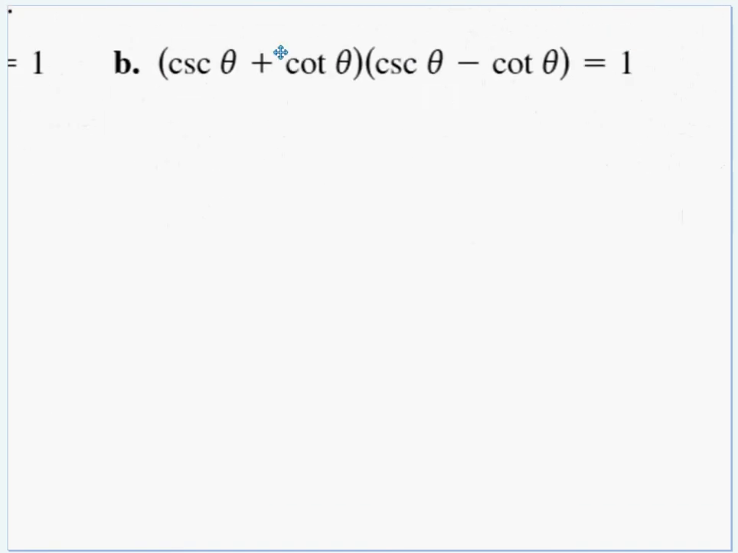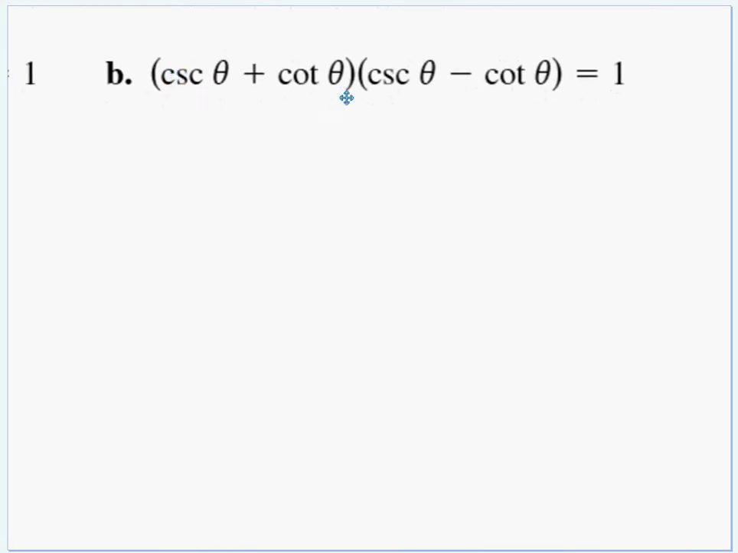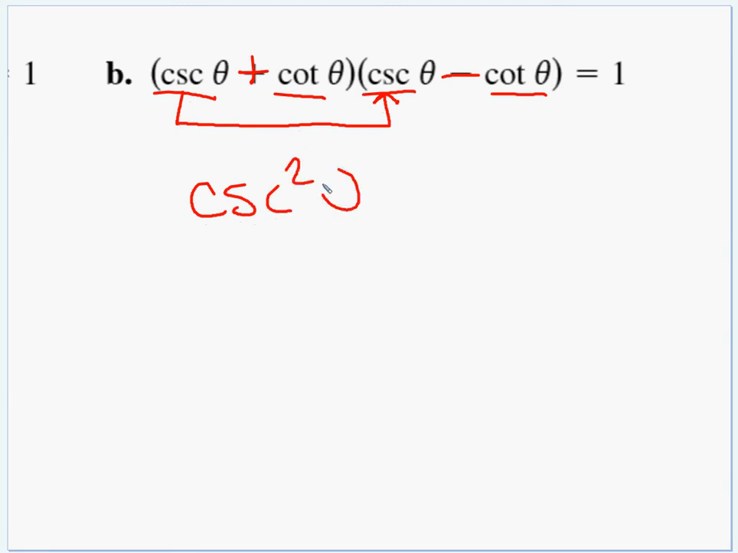Letter B. Ooh, now look at that. Yuck. Cosecant plus cotan times cosecant minus cotan equals 1. What the heck are we going to do? Since it's set up like this, let's FOIL it out. Notice it's a sum and a difference. Cosecant and cotan are the same, but we have a plus and a minus. So when we FOIL, the inners and the outers cancel. So first times first, that is cosecant squared of theta. And then we're going to have minus last times last. Cotan times cotan is cotan squared theta.